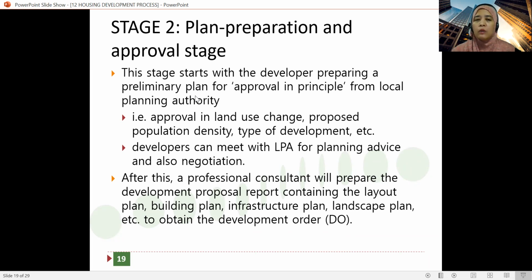So what kind of kelulusan dasar, what kind of approval in principle? Approval in land use change, proposed population density, type of development. So yang mana they propose and kalau tak agree can meet again for negotiation ataupun untuk dapatkan nasihat perancangan daripada LPA, Local Planning Authority, to make sure that they comply with the requirements in the local plan. Apa local plan tu? Project untuk kawasan itu.